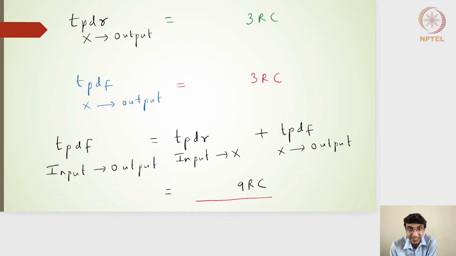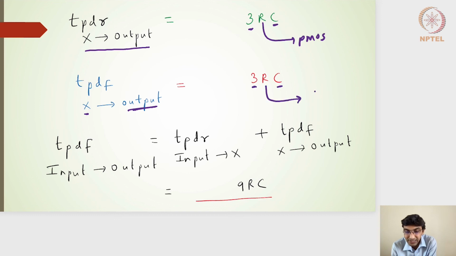The propagation delay rising and falling for the second stage, which has, at the output node, only 3C capacitance. So the propagation delay rising for the second stage is nothing but 3 into C multiplied by R, the switching resistance. For the rising, it is the switching resistance of the PMOS, which has a width of 2, so that's why its switching resistance will be R. And the propagation delay falling for the second stage, that is the input is X and the output is the output node, will be nothing but 3C into R. This R is of the NMOS, which has a width of 1, so its switching resistance is R.